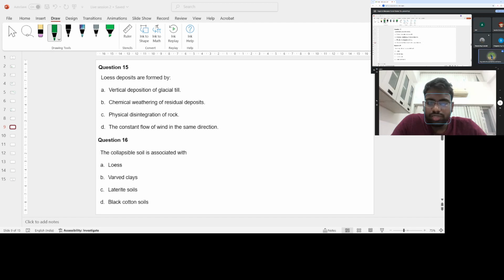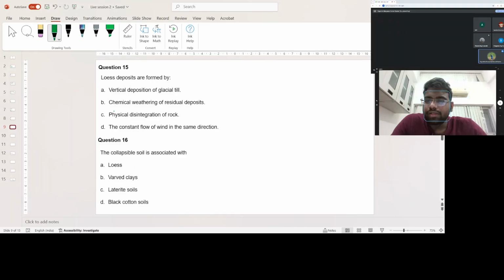Then moving to the next question. Loess deposits are formed by vertical deposition of glacial till, chemical weathering of residual deposits, physical disintegration of rocks, and constant flow of wind in the same direction. Option D. Okay. Any other options?